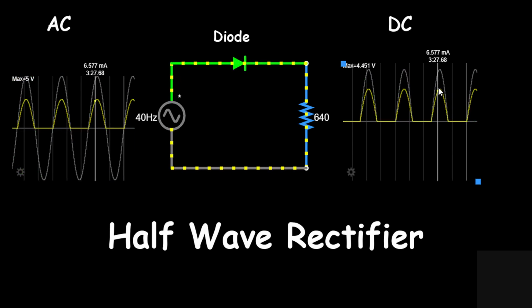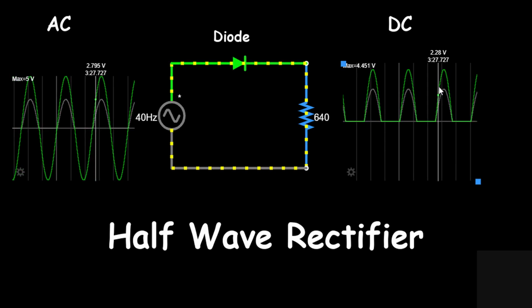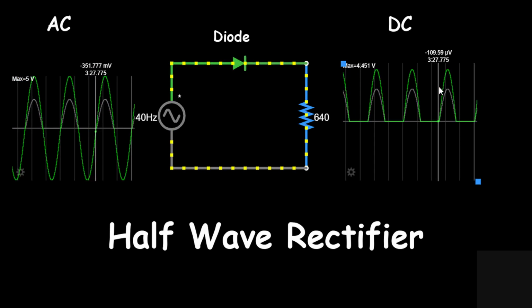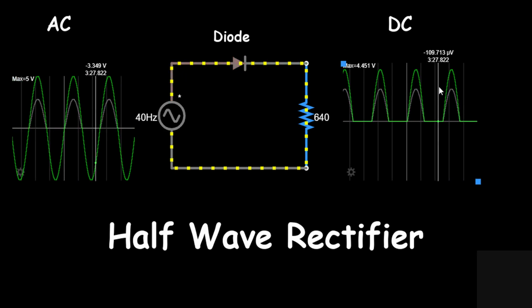Half-wave rectifiers are relatively simple and inexpensive to design but are less efficient than full-wave rectifiers, which use more diodes to rectify both halves of the AC input. Despite this, half-wave rectifiers are still used in various applications.